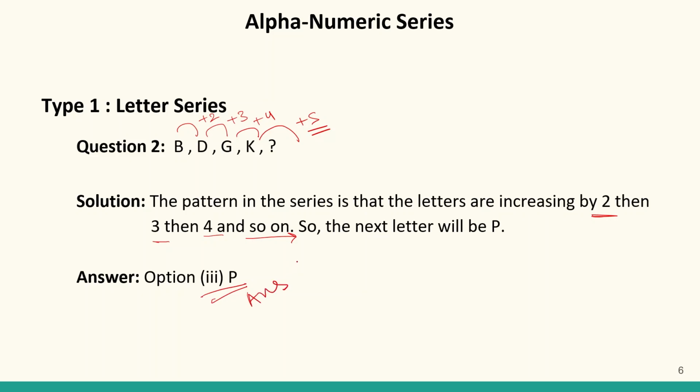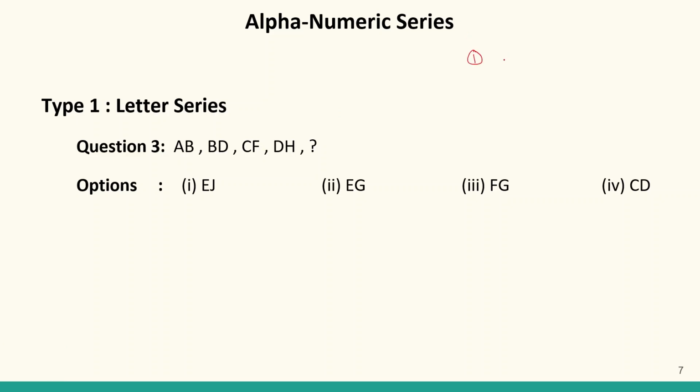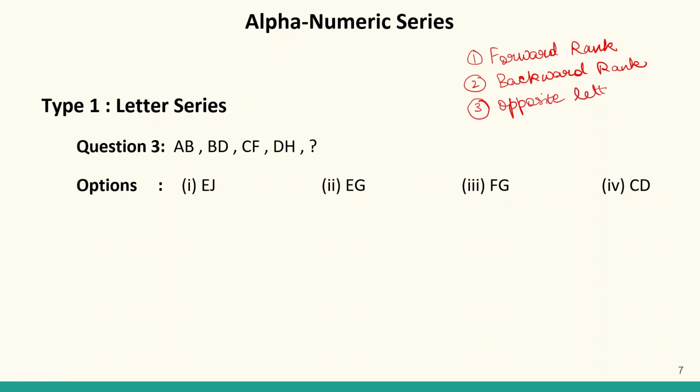Okay, so what are the major concepts that I told you? First, forward rank. This is used in almost all questions. In most questions, forward rank is used. Then I told you backward rank. In backward rank also we get questions, but they're not that common. But we do get questions on backward rank. Then I told you about opposite letters. Also very important. Okay. And then I told you about the loop. This is very important to understand the questions.